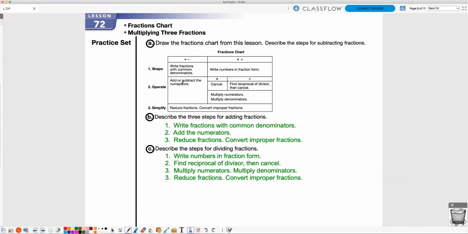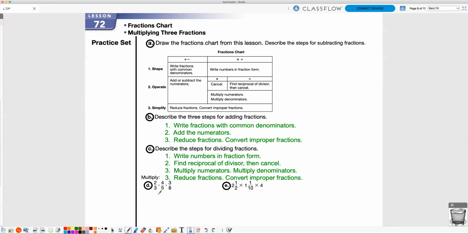So this one is a little bit trickier. The only difference is you would have to write the numbers in fraction form, but when you get to the second step of operate, it's actually broken up into a couple other stages. So it's not simply the same as operating with addition and subtraction. You can see on the division end of it, you would have to find the reciprocal of the divisor and then cancel it, if possible. If you're multiplying, you're simply going to cancel, but when dividing, find the reciprocal of the divisor, then cancel. Multiply your numerators, multiply your denominators, and then you would end up reducing fractions and converting improper fractions to mixed numbers. That would be your answer for dividing fractions.